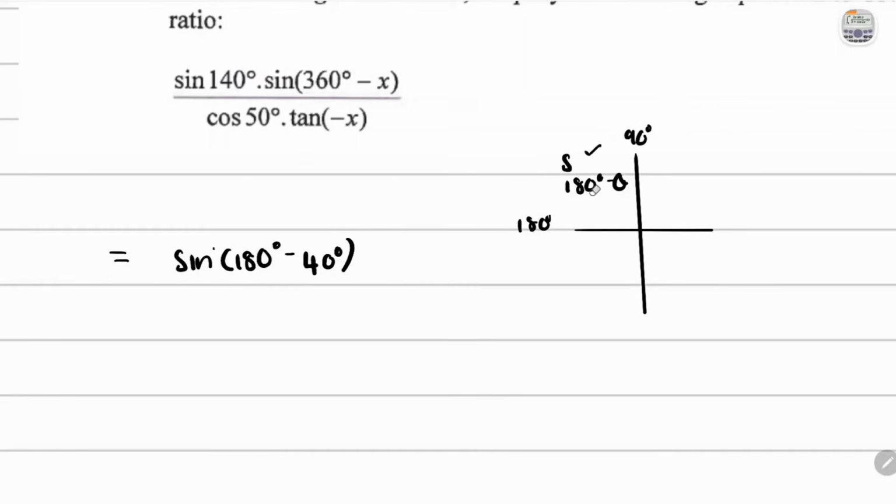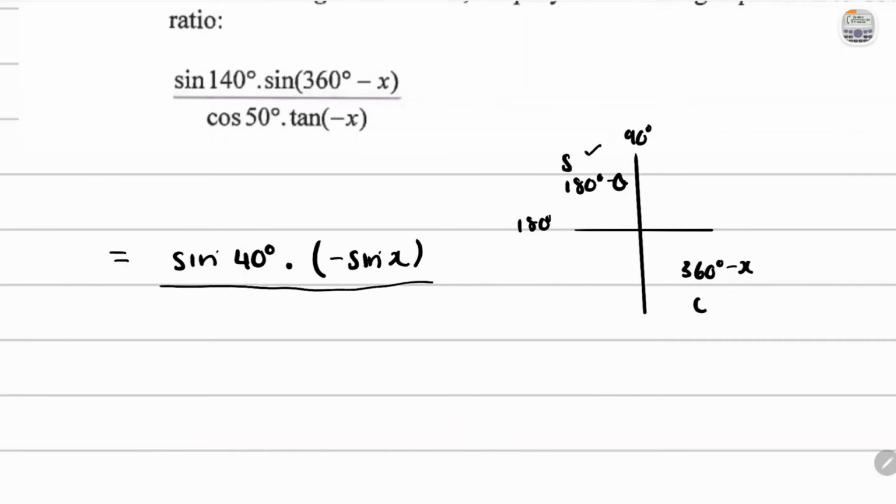And then using this reduction, since it is sine and sine is positive in this quadrant, it gets reduced to positive sine of 40 degrees, that reference angle that we had there. And then multiply by sine 360 minus x. Now we know 360 minus x is over here, and that is cos's quadrant. Okay, so cos is positive here, so sine is negative. So this reduces to negative sine x, and this goes all over.